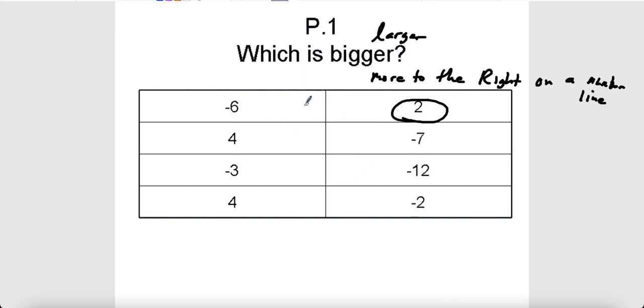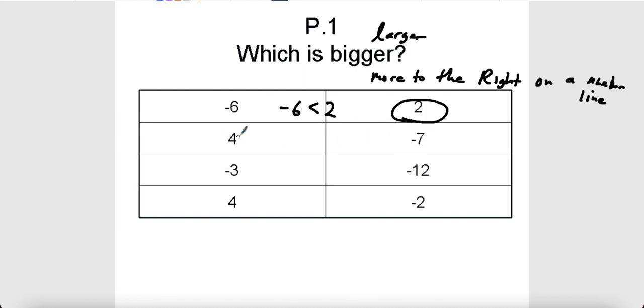So another way we could write this would be -6 is less than 2. So that would be an example of a true statement that we could write from those two numbers. So I just want you to go through and circle the rest of these. Which one will be more to the right on the number line?